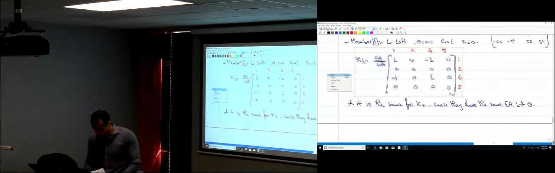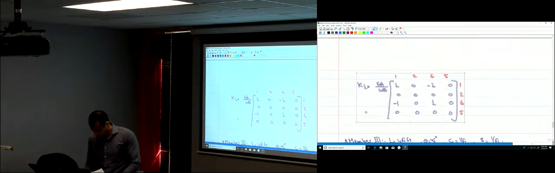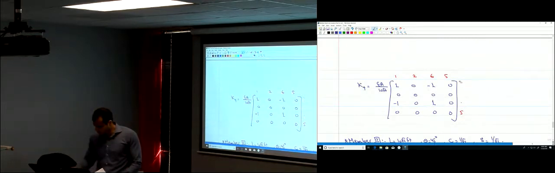K4 is going to be the same because K4 has the same direction, the same length, okay? But the labeling is going to be different. So that's K4. Just as a reminder, what's K4? K4 is the stiffness matrix for element 4, or for member 4.